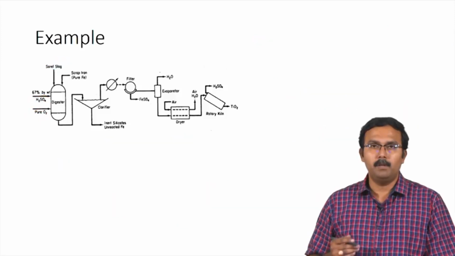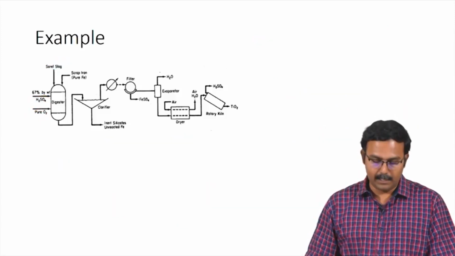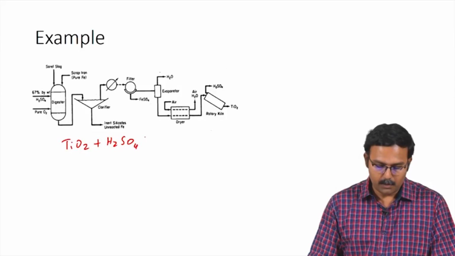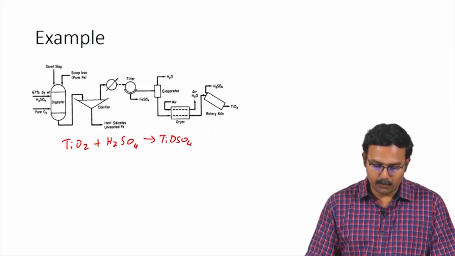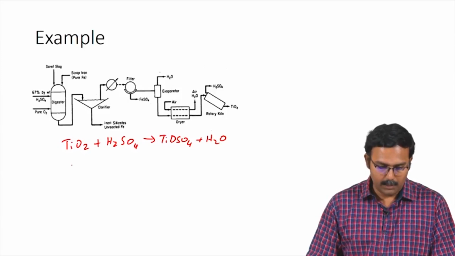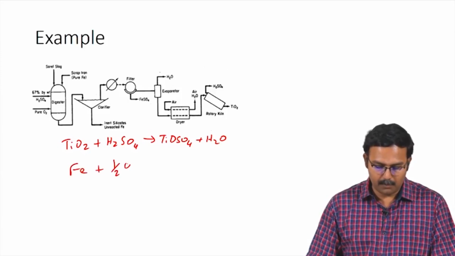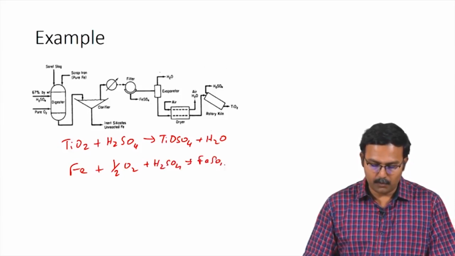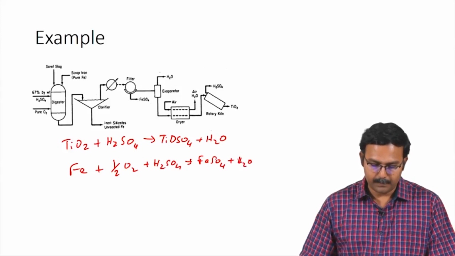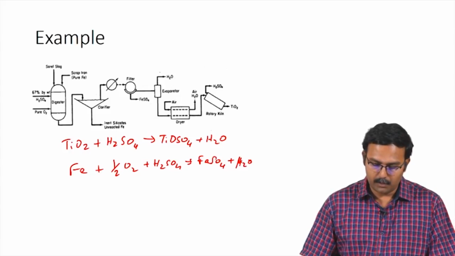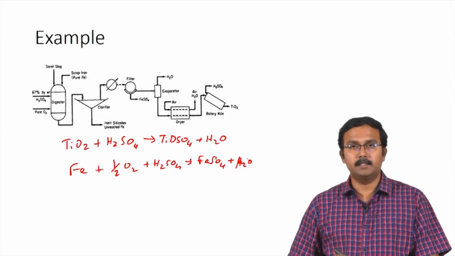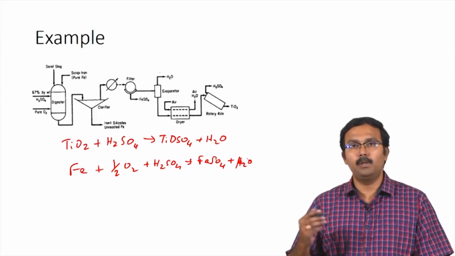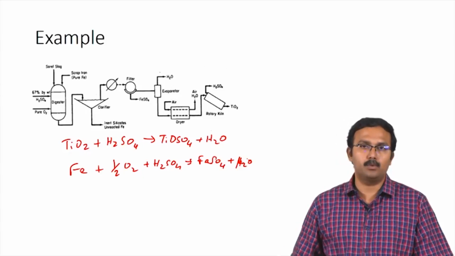In the problem, there have been 2 reactions which are taking place in the digester, which are TiO2 plus H2SO4 gives TiOSO4 plus H2O, and the other reaction is Fe plus half O2 plus H2SO4 gives FeSO4 plus H2O. So, taking the first reaction, the amount of TiOSO4 that would be produced is 1 mole of TiO2 will produce 1 mole of TiOSO4 if the reaction goes to completion.